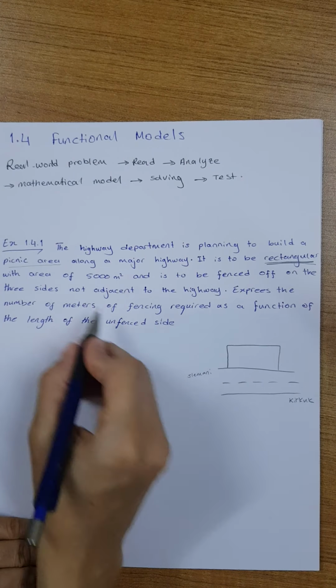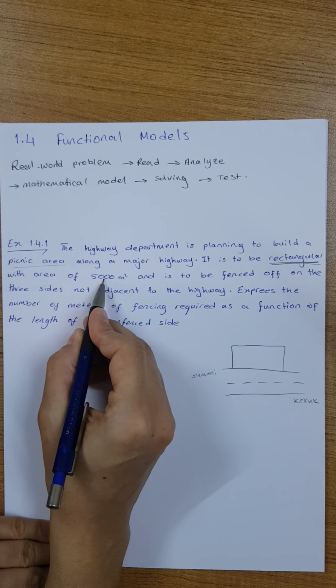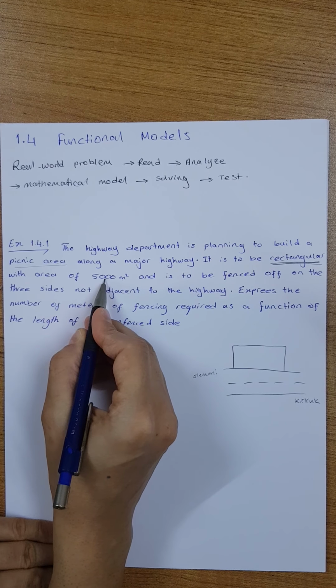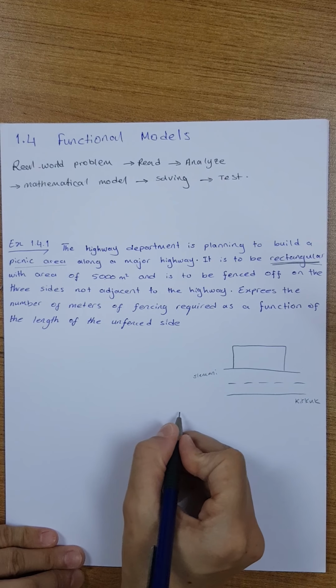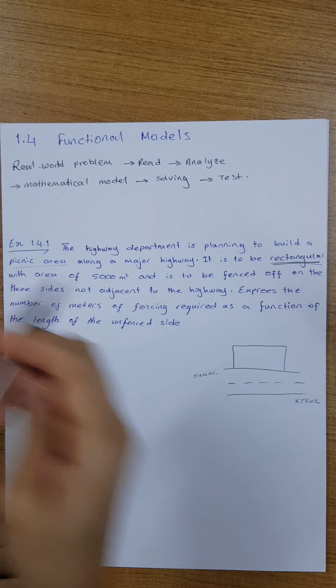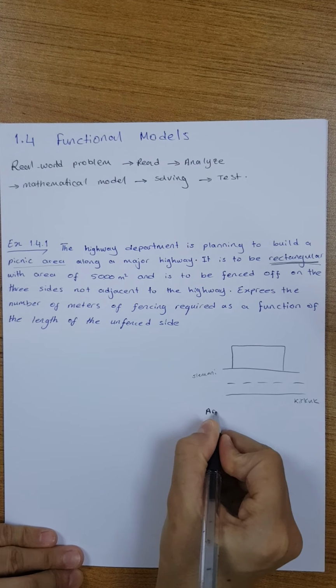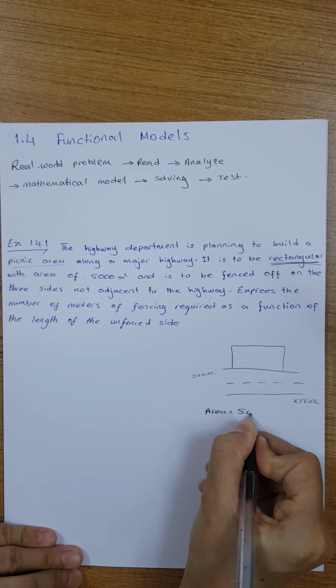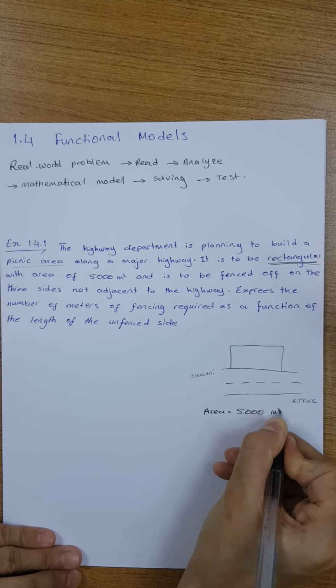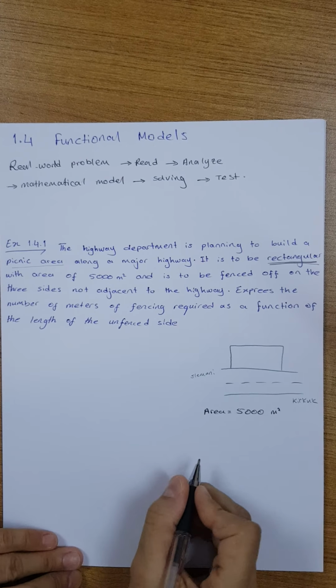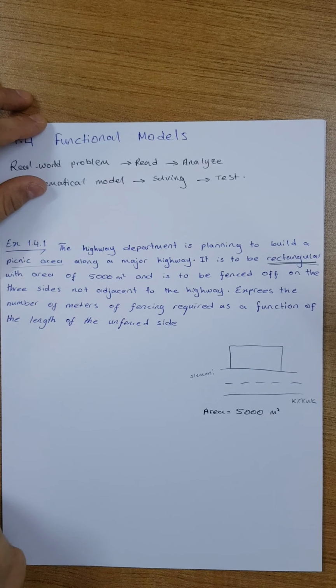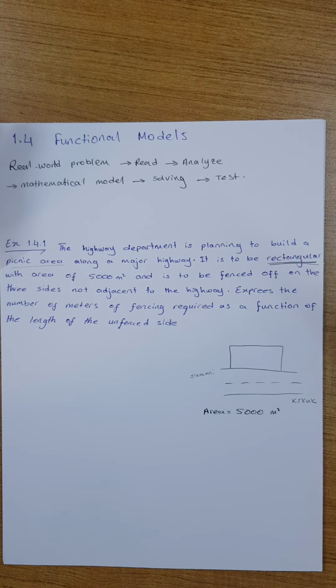That rectangle, what is the area of it? The area of that picnic area is 5,000 meters square. So I'm writing here area is equal to 5,000 meter square. It's the area of a rectangle. We will put the length.